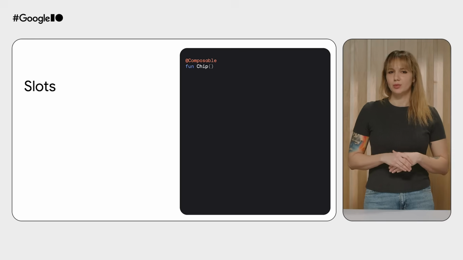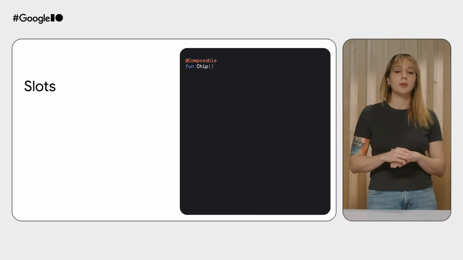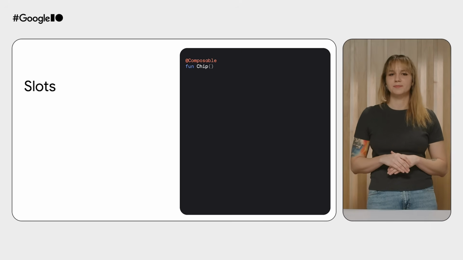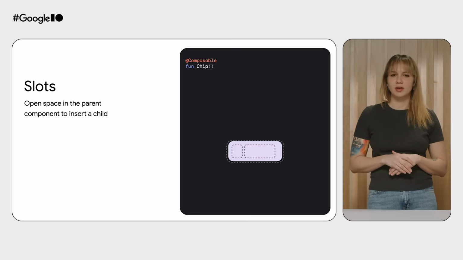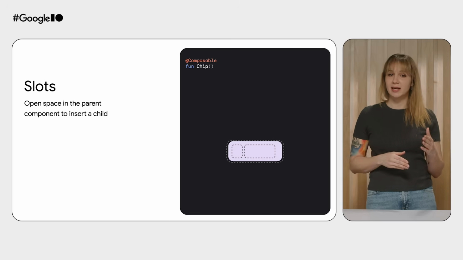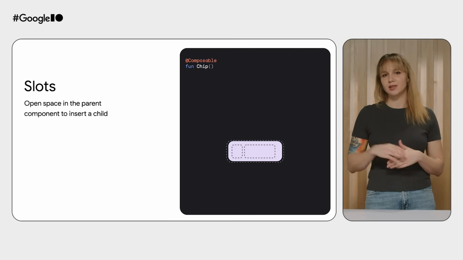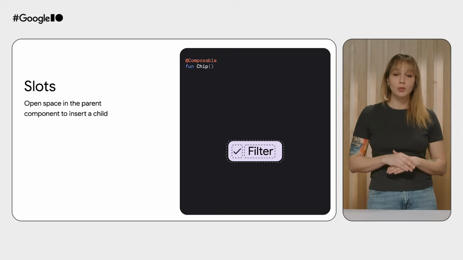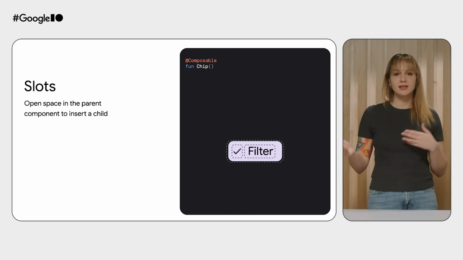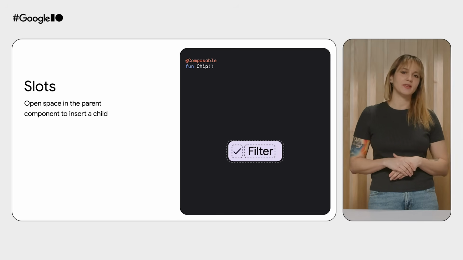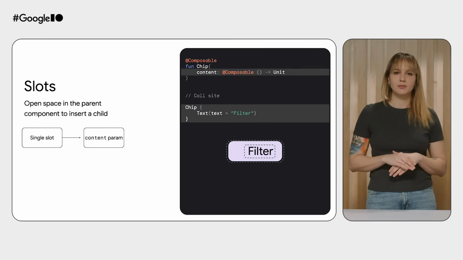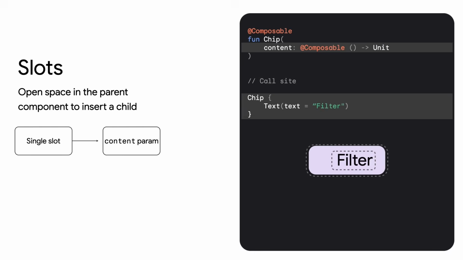Another compose concept, which you've likely used a lot, are slot parameters, or slotted content. These are composable lambda parameters that specify an open space inside the parent component to fill it with child ones. For chips, we want the user to be able to insert a text, image, icon, or any other content. For a single slot, position it as the last content parameter of a composable, so it ensures consistency across compose and that it could be used as a trailing lambda.